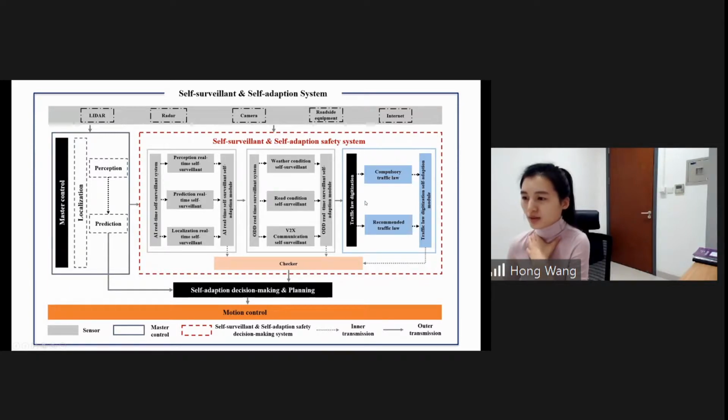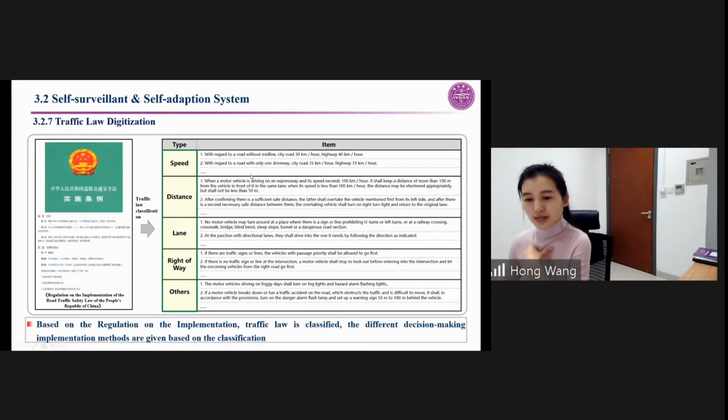There is one more, which is traffic law digitalization. From the beginning of introducing this system, I put forward an assumption: if each vehicle running on the road obeys the traffic law, there should be fewer traffic accidents. Based on this assumption, we tried to implement the traffic law into the decision making. One reason is to monitor in real time whether the vehicle obeys the traffic law, and the second reason is that we can implement the traffic law into the decision making to make it safer.